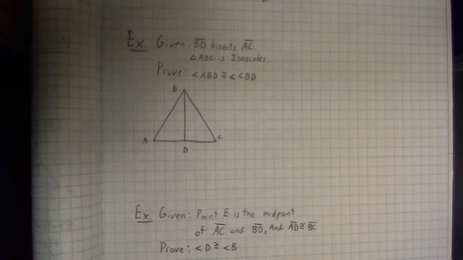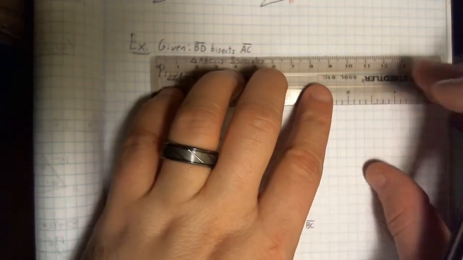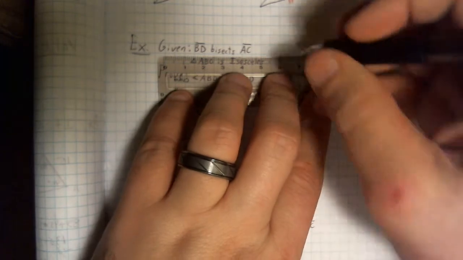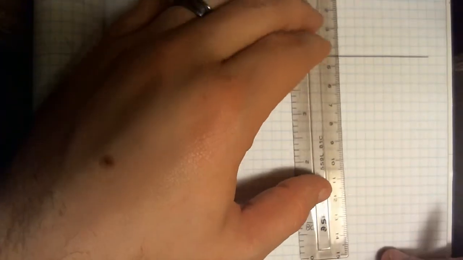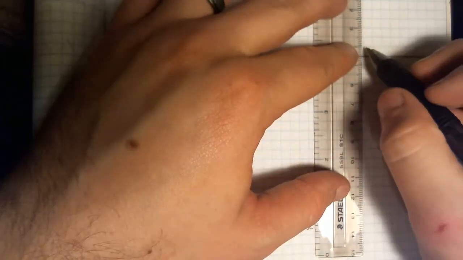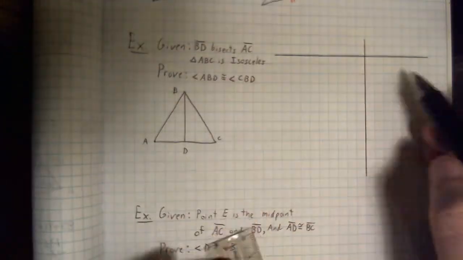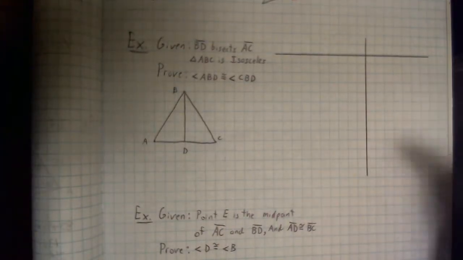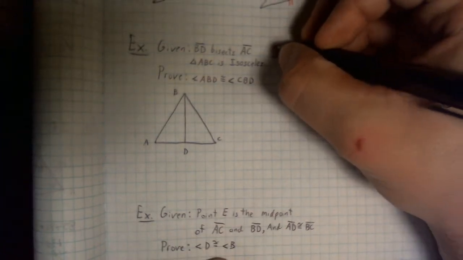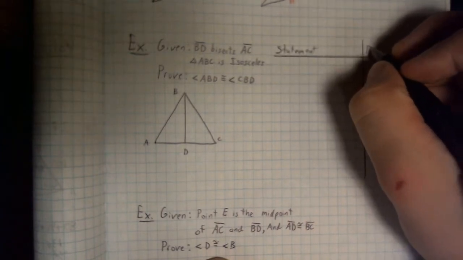This technique that I'm going to be working with is called a statement and reason table. Okay, so first of all, we need to have a table drawn. It's just going to be a T-chart. Split it in half the best that you can. I like to give myself a little bit more room on the statement side than the reasons, because usually the statements are a little bit longer than the reasons, but make them pretty much the same amount. I'm going to write statement and reason.